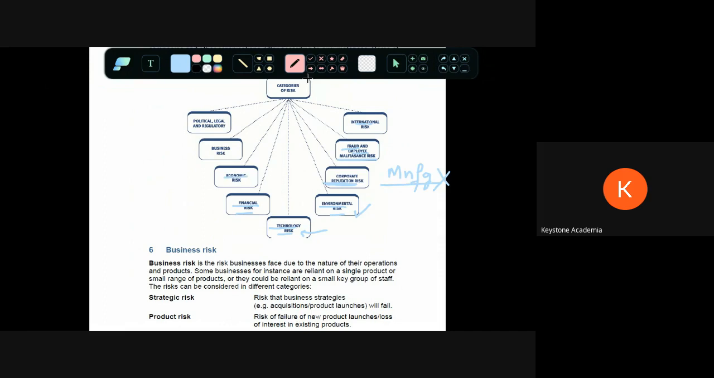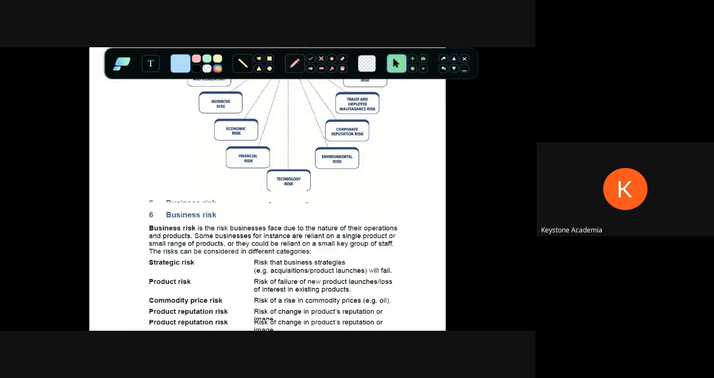Economic risk is related to your customers. We will go through that. Business risk has its own different categories. And then your political, legal, and regulatory risk. Legal risk is, for example, if you're not able to comply with the laws and regulations. Political risk is the risk related to a change of government. Okay, let's read through that.